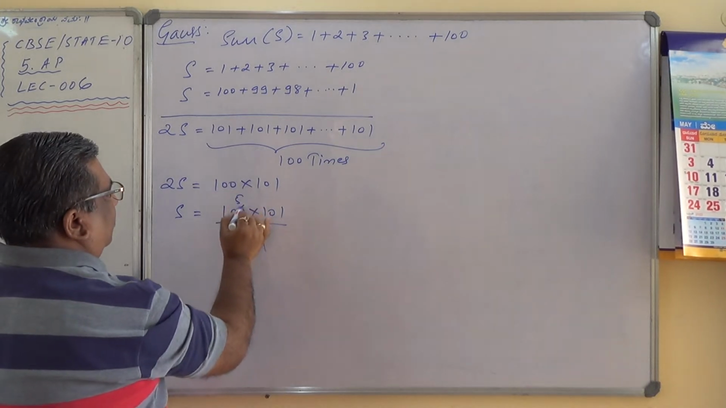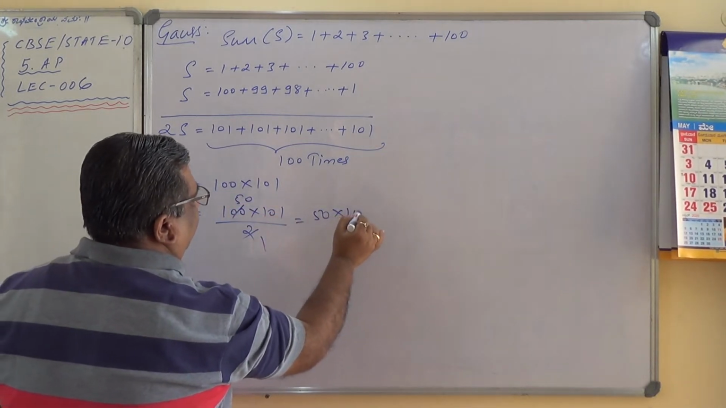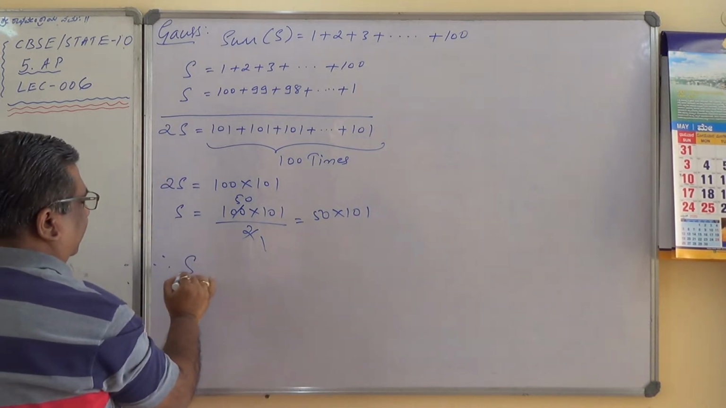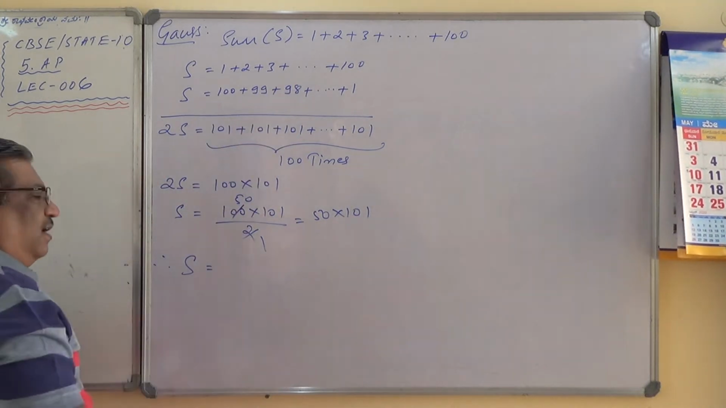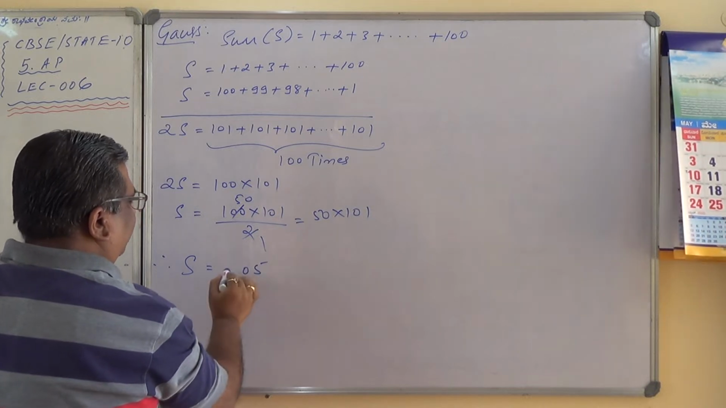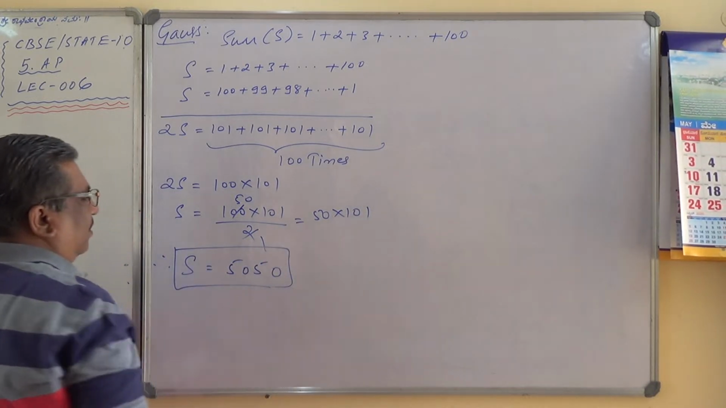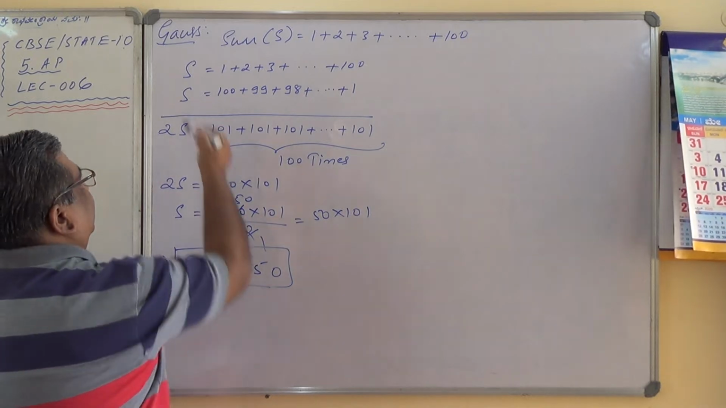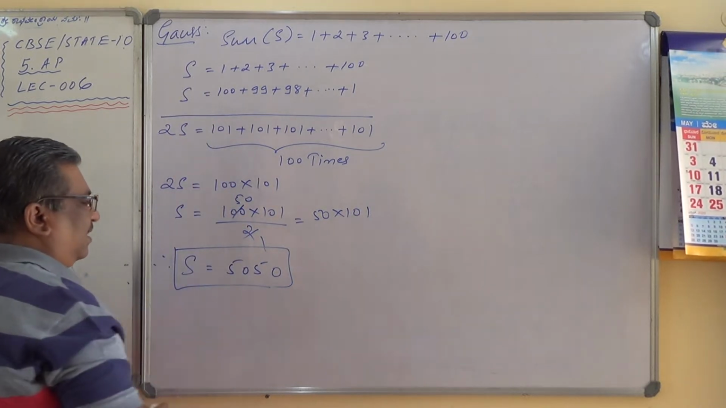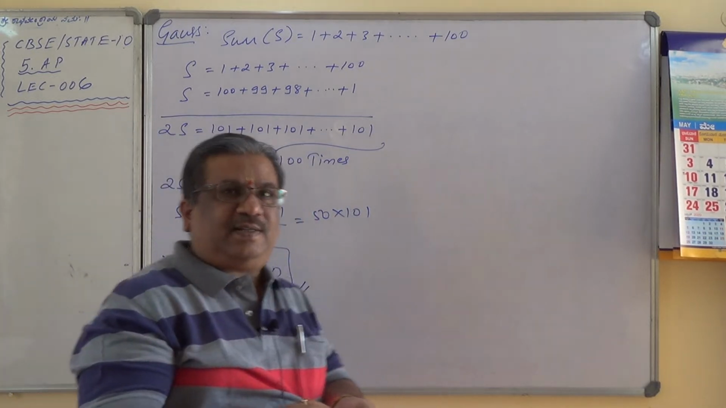2 ones are 2, 50s are, which equals 50 into 101, and therefore the sum of first 100 natural numbers is given by 5 ones are 5, 5 zeros are 0, 5 ones are 5, and this one. So this is how the physicist, German scientist Gauss obtained the sum of first 100 natural numbers as 5050. Is it not interesting?